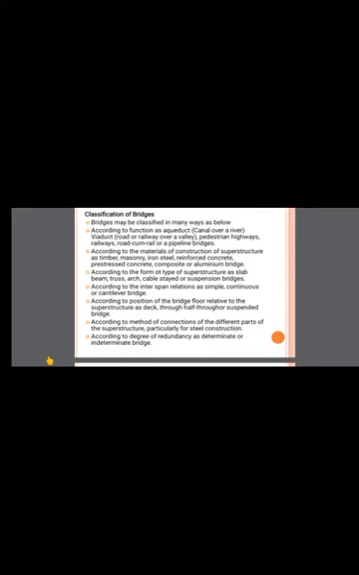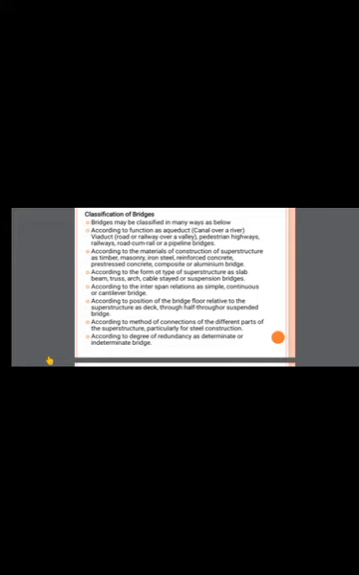Now the classification according to the materials of construction of the superstructure: timber, masonry, iron, steel, reinforced concrete, pre-stressed concrete, composite or aluminum bridges. This classification is based on the materials used for the construction of the superstructure. Earlier it was timber, and then masonry, iron, steel, reinforced concrete, pre-stressed concrete. These are the classification based on the materials.